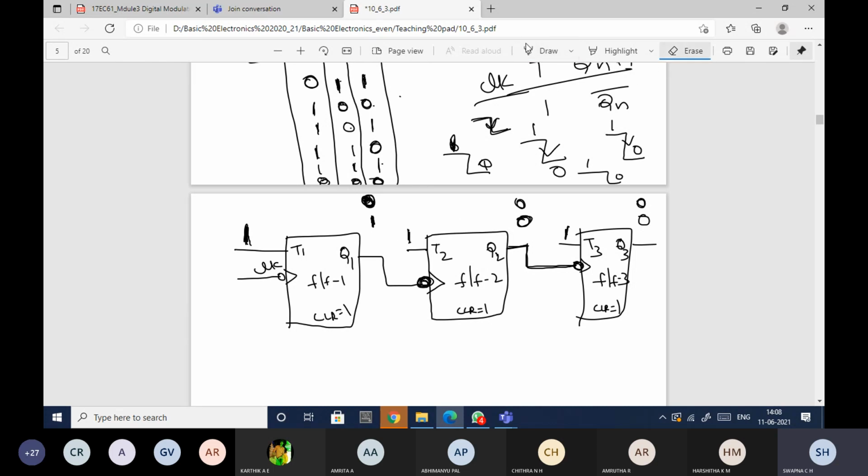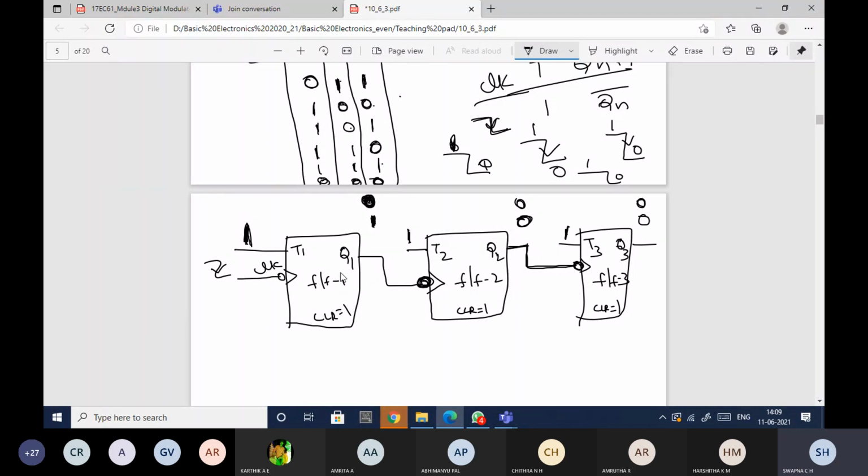Okay, let me write. First, initially I made all the flip-flop outputs equal to 0. Then I've given the clock pulse. So the first flip-flop will toggle because the clock signal is there, the T value is 1 and the present state is 0. If the present state is 0, then it will change its state to 1.